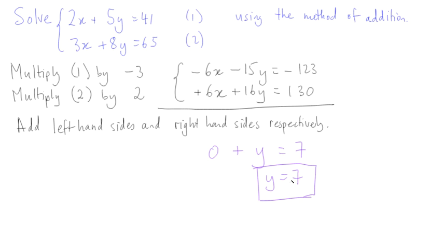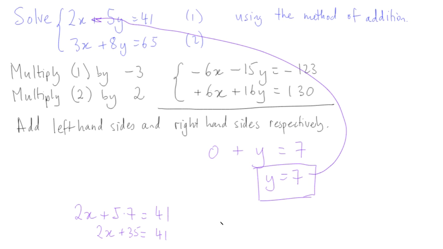And then to find the x, I can just take that y and put it back in either 1 or 2. So 2x plus 5 times 7 equals 41. 2x plus 7 5s are 35 equals 41. 2x equals 41 minus 35, which is 6. Therefore, x equals 3. So the solution to this one is x equals 3, y equals 7.